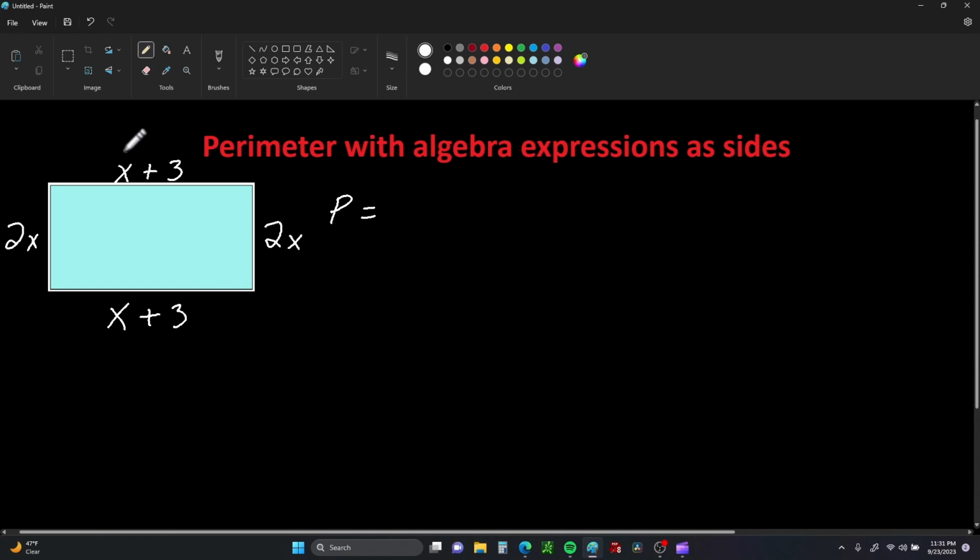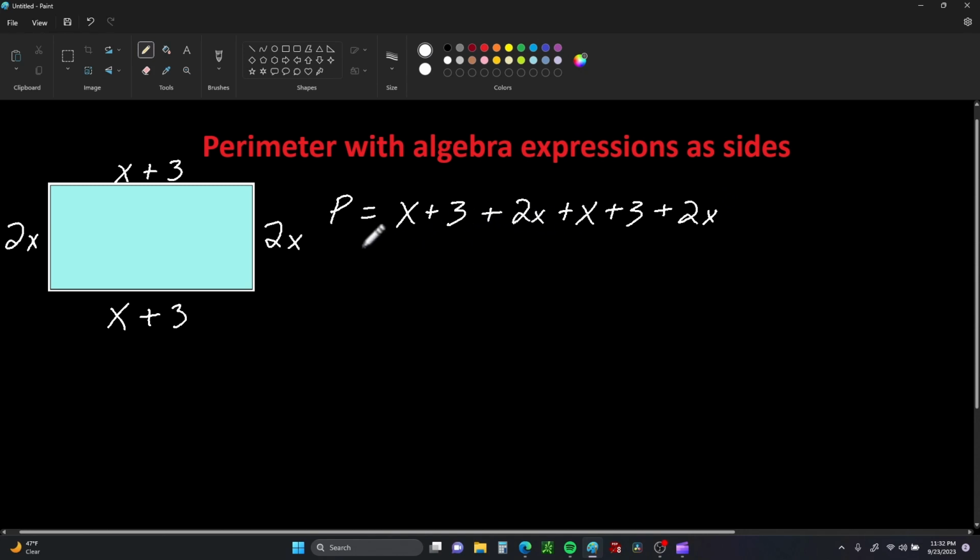and I'm going to add up these sides. I'll go clockwise. It's just a method of organizing the information. I have a 2x here. When there's no sign in front of it, it's understood to be a plus. Now I'm up to the x plus 3. And then finally, the last 2x.